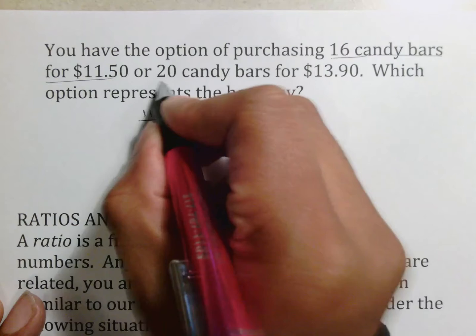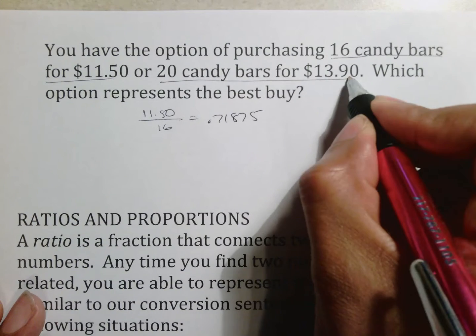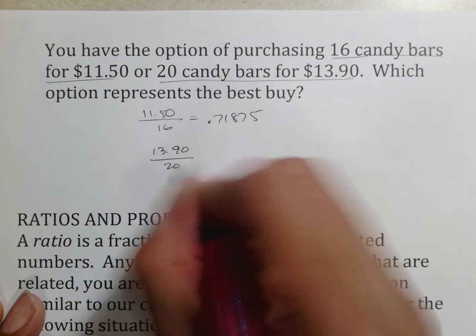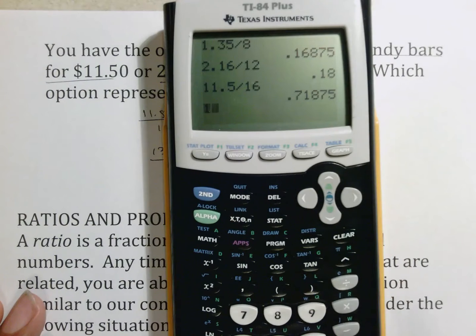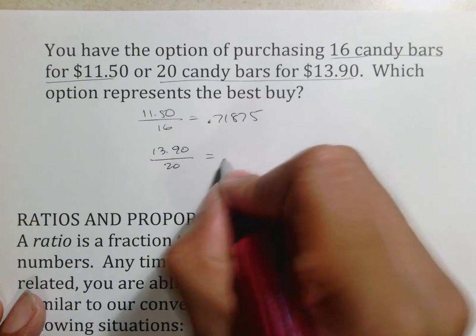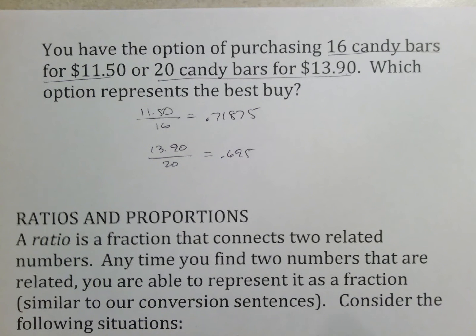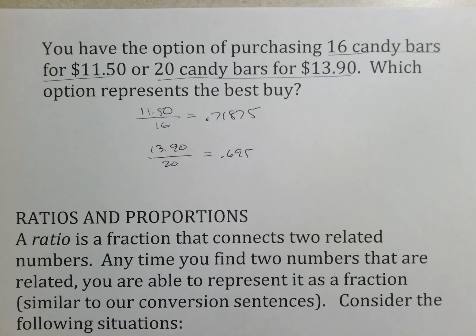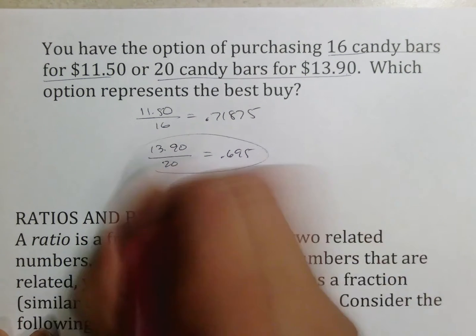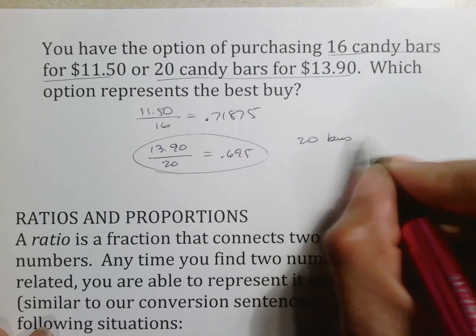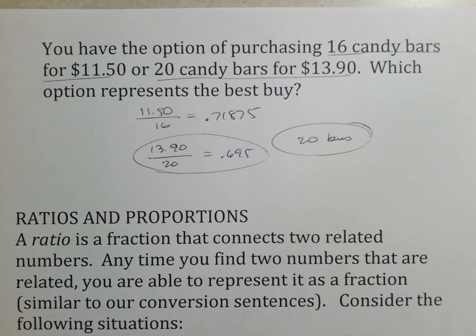And then you're looking at 20 candy bars for $13.90. So here we do the cost divided by what we're buying. So $13.90 divided by 20, which is 0.695. And so if they want to know which one is the best buy, remember the best buy is usually the one that saves you the most money, doesn't cost as much. So you're talking about this one, which means the 20 candy bars is the best deal. And so that's the first thing you're talking about.